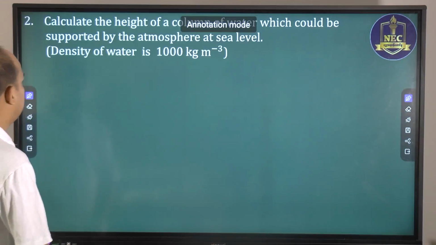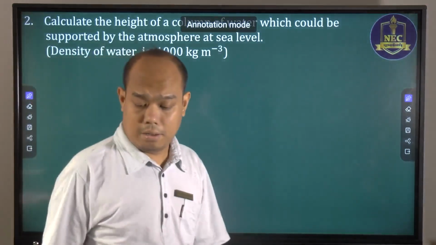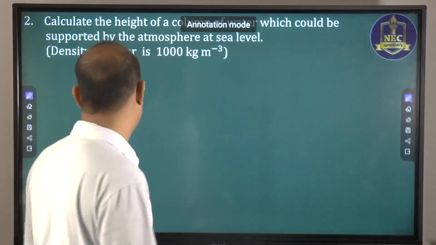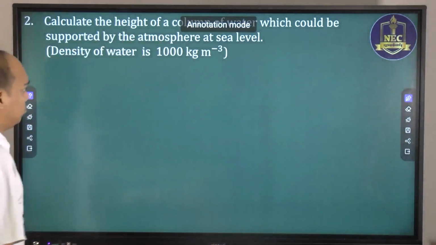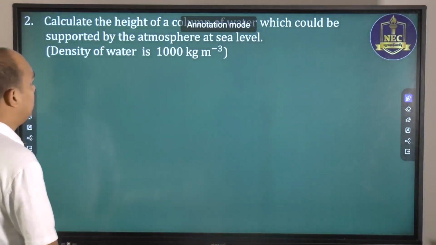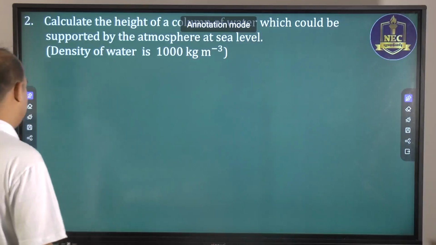Again, now calculate the height of pollen or water, which could be supported by atmosphere at sea level. At sea level, the atmospheric pressure. Water, pollen, yes.